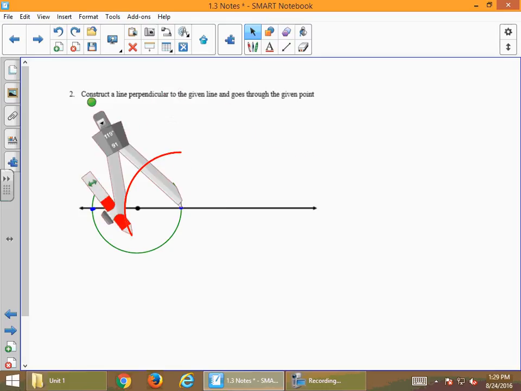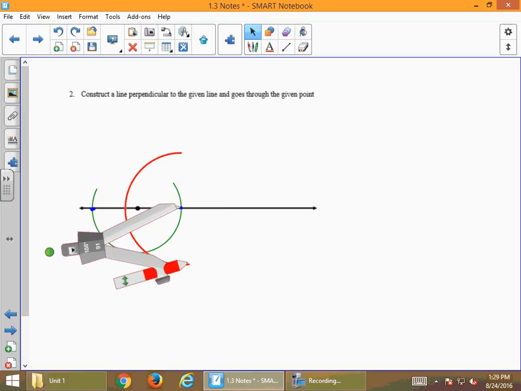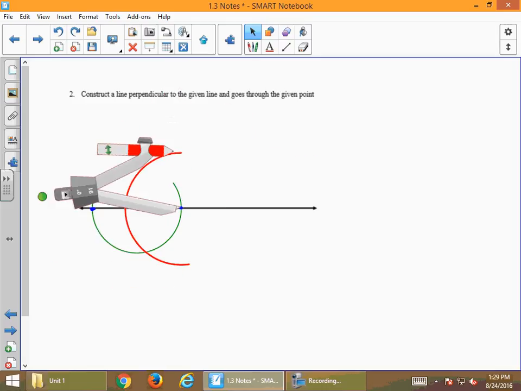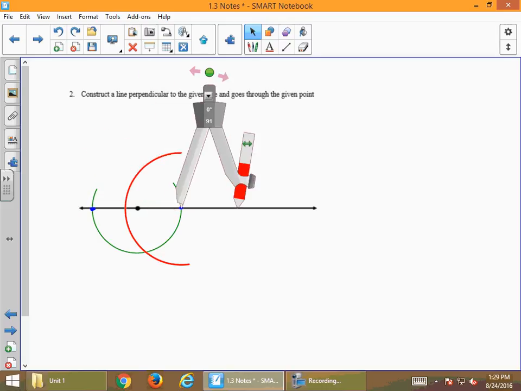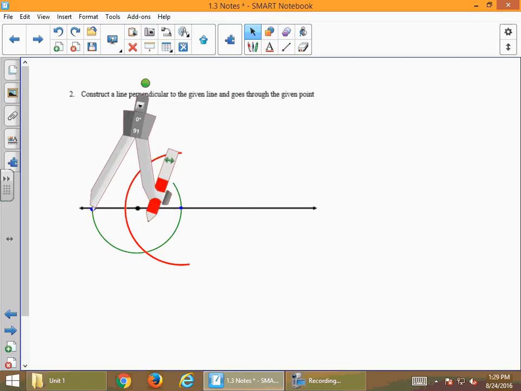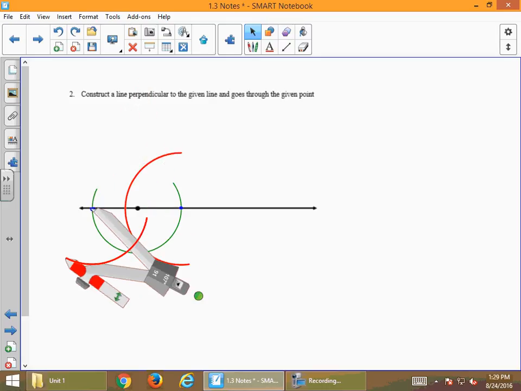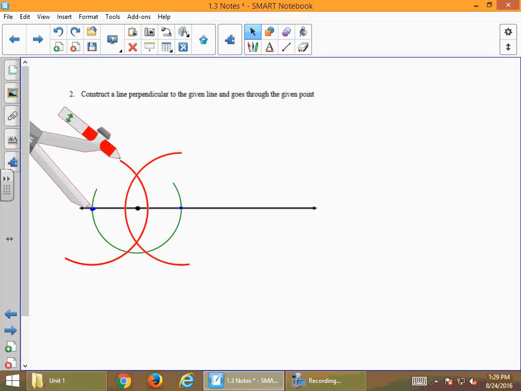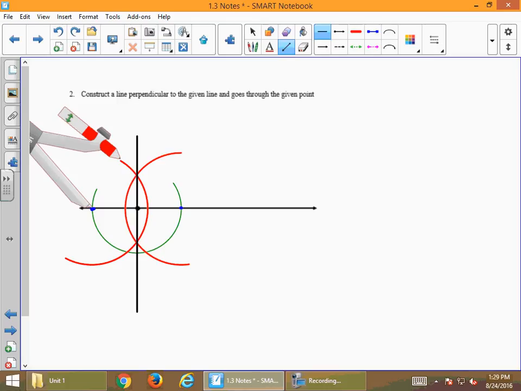You have to adjust. Students earlier were keeping the same measurement, and they don't intersect. No, because they'll never touch. You gotta open it past. You make one arc on one point, go to the other intersection point, make your other semicircle, and then line up your straight edge. It should go through both intersection points and that point like that.